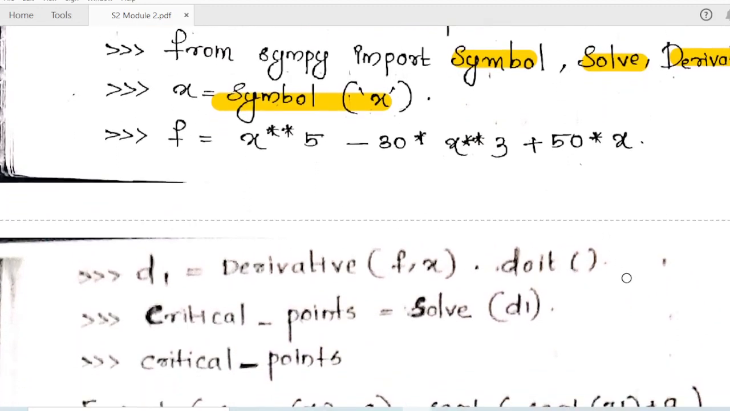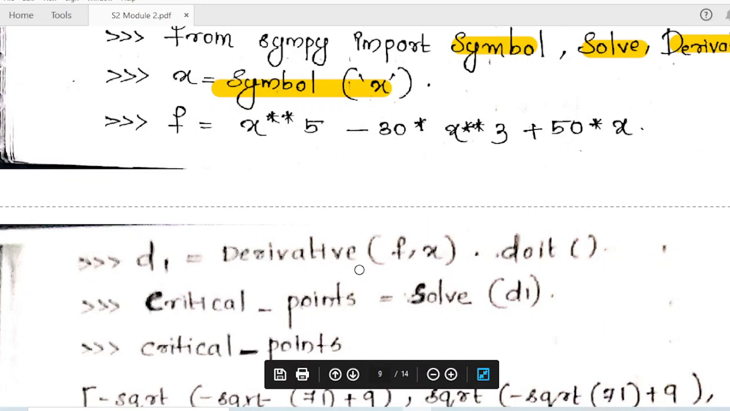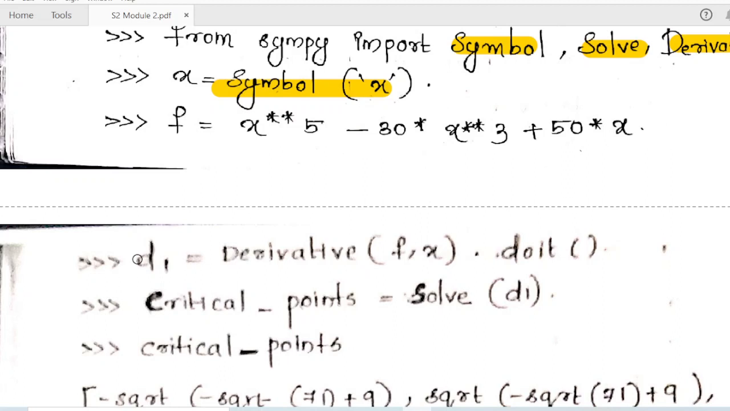Now we have to check the critical points. As we discussed in the definition, critical points are those values of x at which f dash of x equals 0. So first we have to find the derivative of f with respect to x. Let us define d1 equal to the derivative of function f with respect to x, and to evaluate it, we use the doit function.